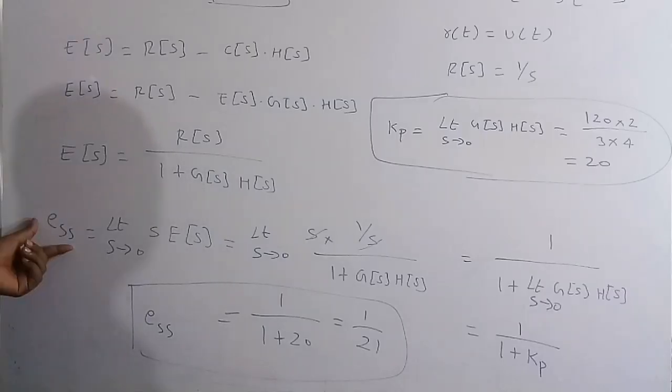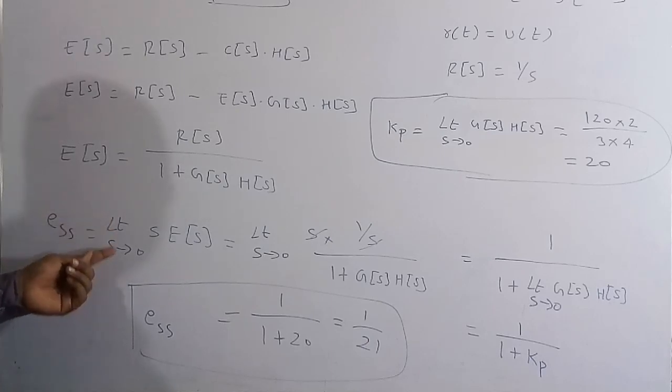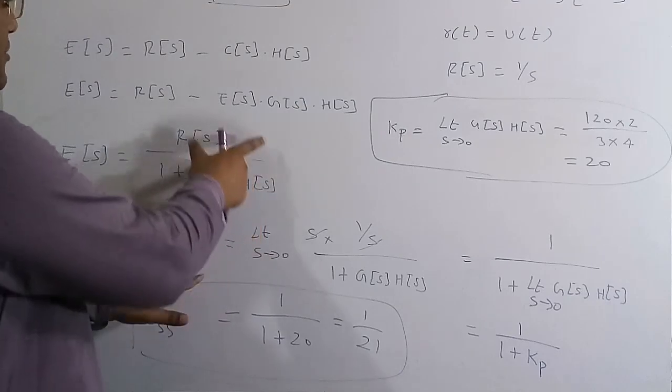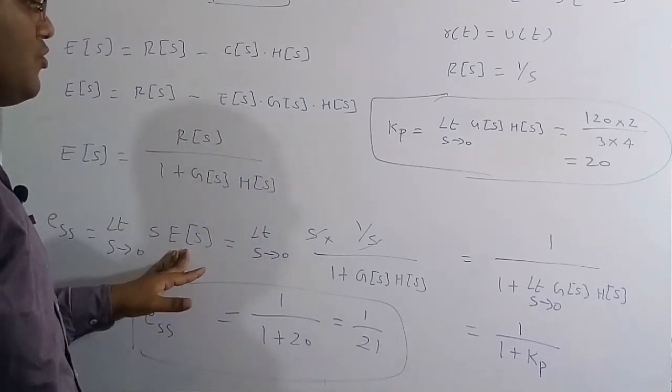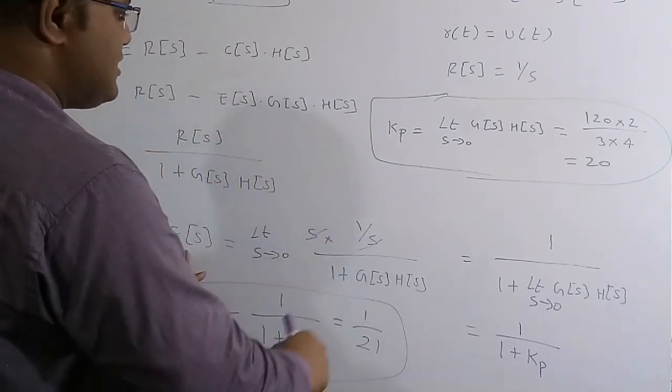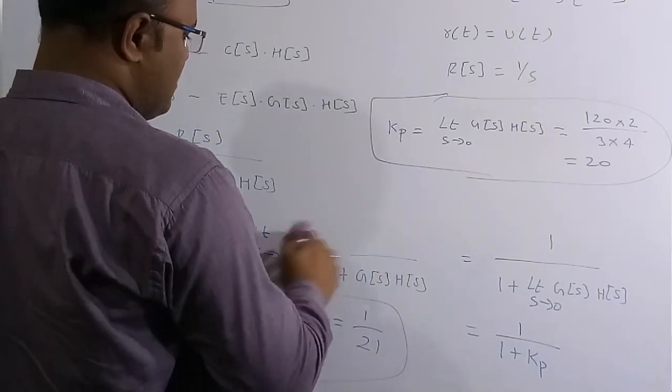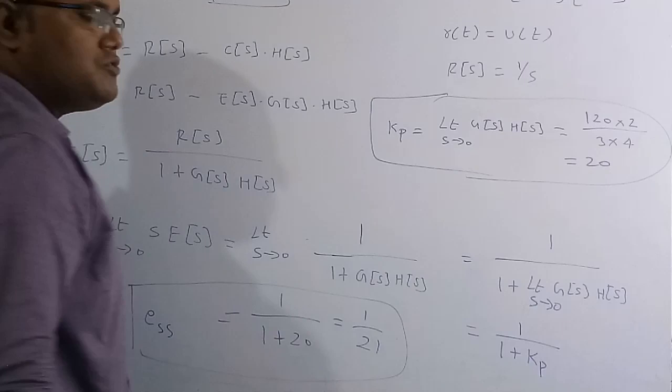So therefore, by using the final value theorem, which is limit s tends to 0 of s into E(s), in place of E(s) I am going to substitute this equation. But R(s) is equal to 1 by s, so the s cancels. So finally we are going to get 1 by 1 plus G(s) into H(s).